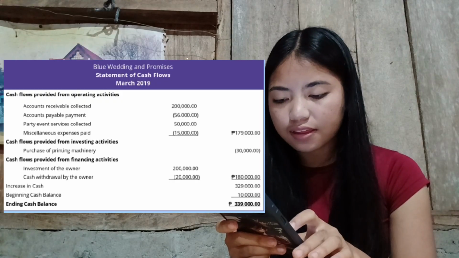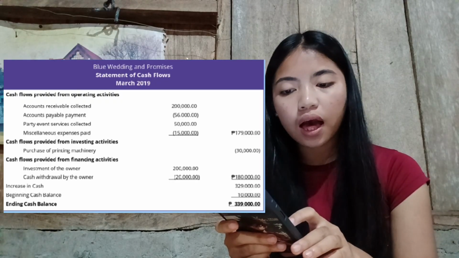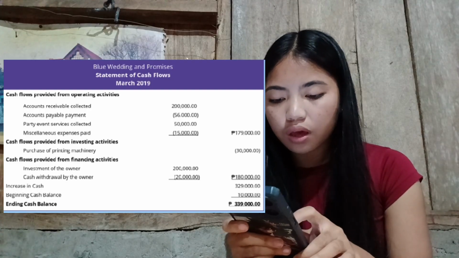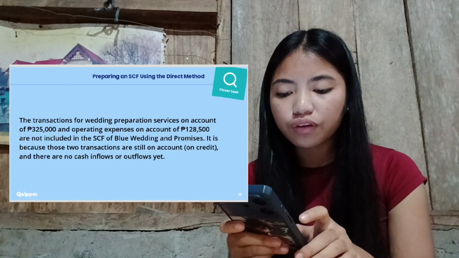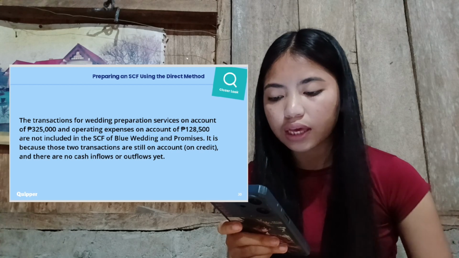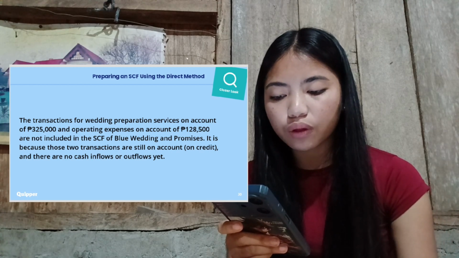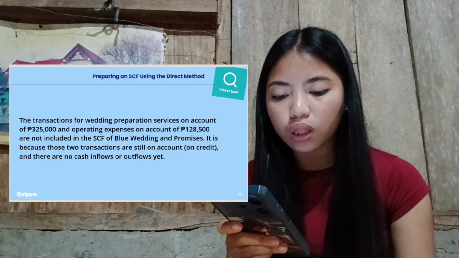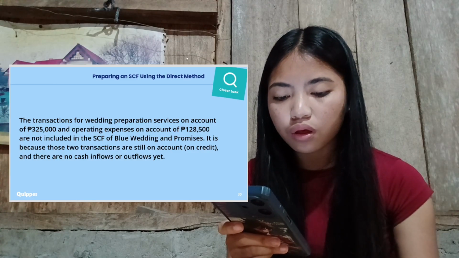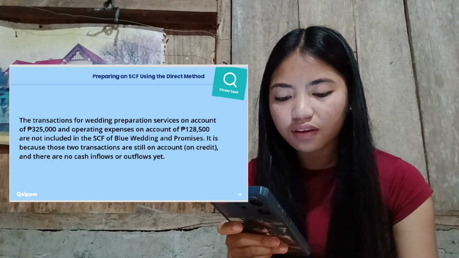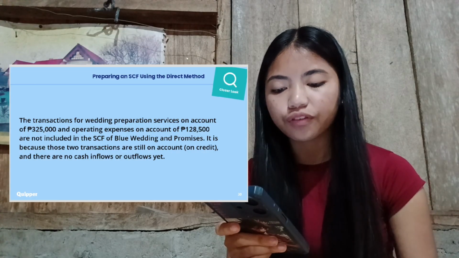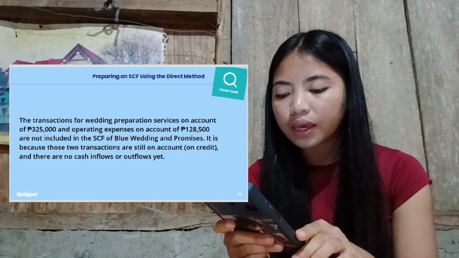So that is the uses of direct method. So the transaction for wedding preparation services on account of 325,000 pesos and operating expenses on account of 128,500 pesos are not included in the SCF of Blue Wedding and Promises.